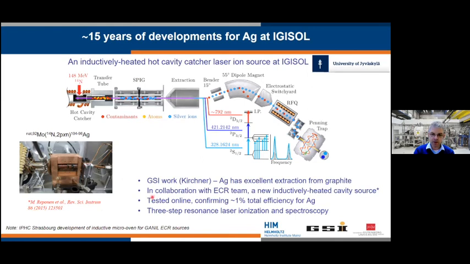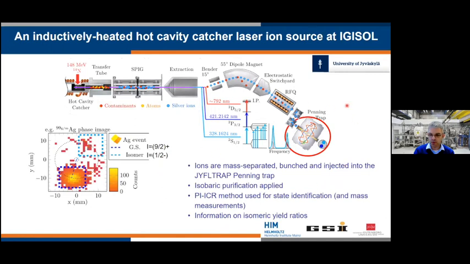And so what they can achieve now in combination with the Penning trap: here you see a detection of ions after the Penning trap. They even have selected the state. I will not go into detail how this is done, but they are using a phase imaging method that we have developed at GSI a few years ago.